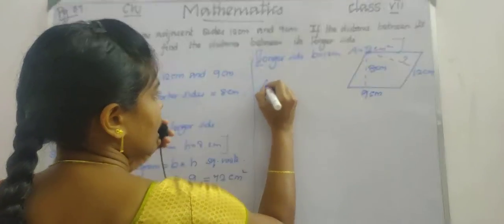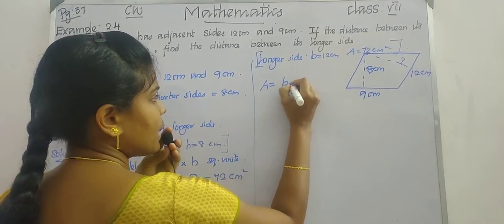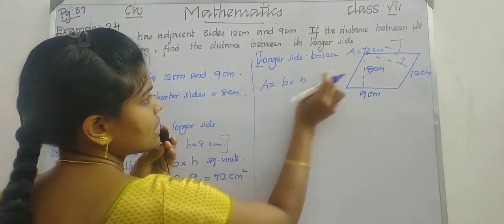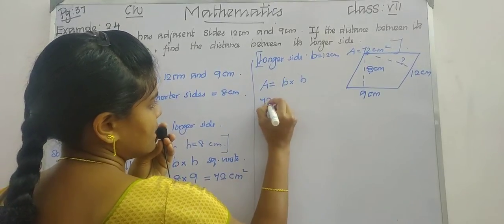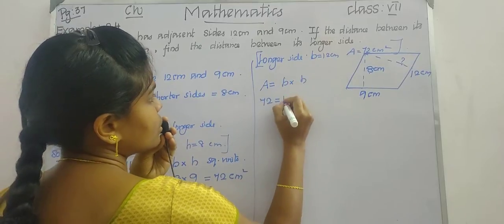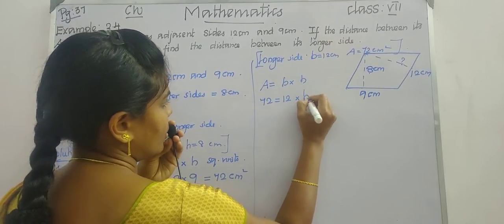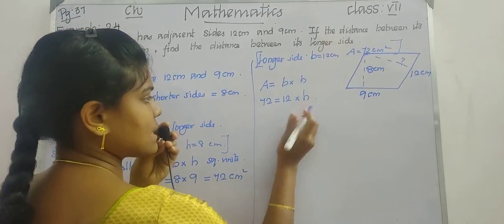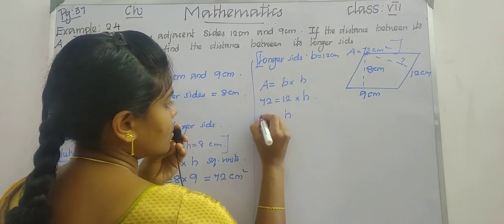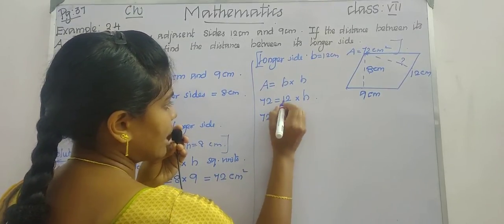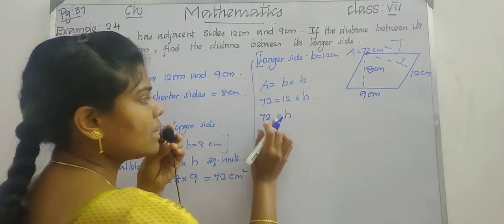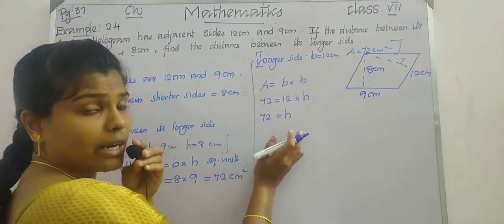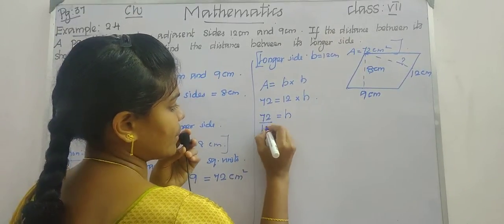So what is the formula? Area equal to base into height, right? So what is area? 72. 72 equal to, so what is base? 12. Height we don't know. Now just keep this h on one side. So now 72, if you are bringing this 12 to this side, it will come as divide, right? So that's 72 upon 12.